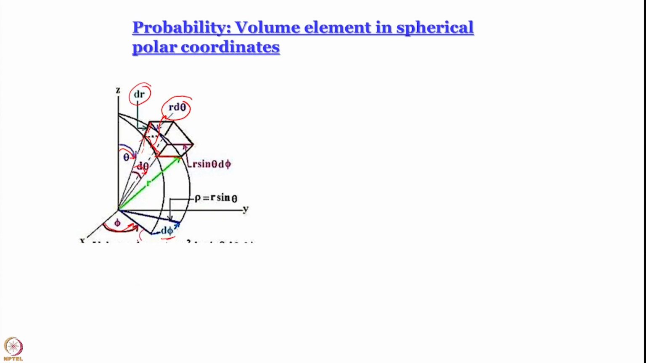Remember this length, what is this length? This is r sin theta. So, what will the length of this arc be? r sin theta d phi. And essentially what we do is, this is the length of the arc, we sort of take it back. The length of this arc is equal to the length of this arc, and it is the same value, r sin theta d phi.